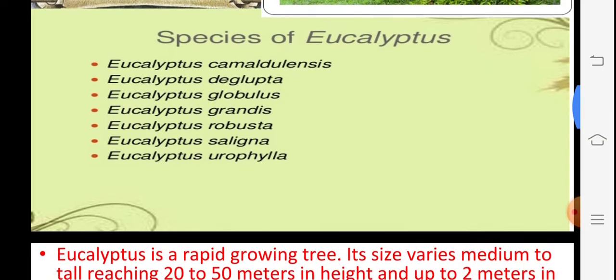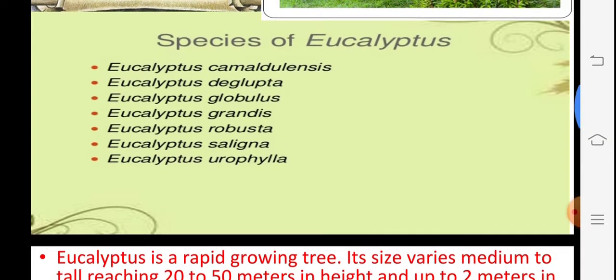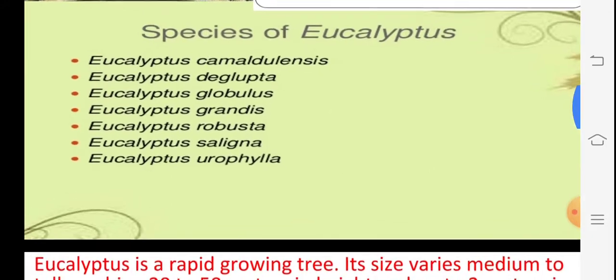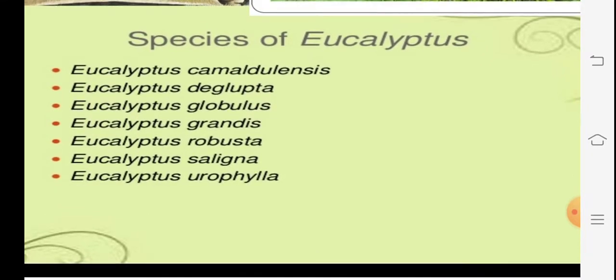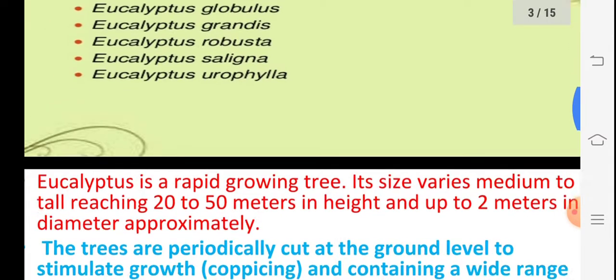There are different species of eucalyptus: Eucalyptus camaldulensis, then deglupta, Eucalyptus globulus, which is common in our region, then Eucalyptus grandis, Eucalyptus robusta, Eucalyptus saligna, and Eucalyptus urophylla. So remember any one or two. Eucalyptus globulus is our common variety.